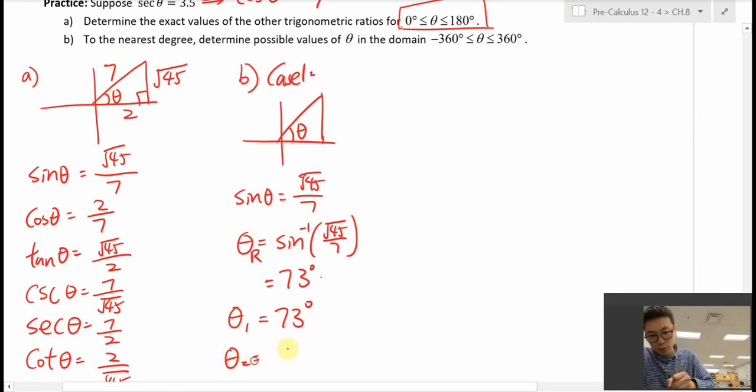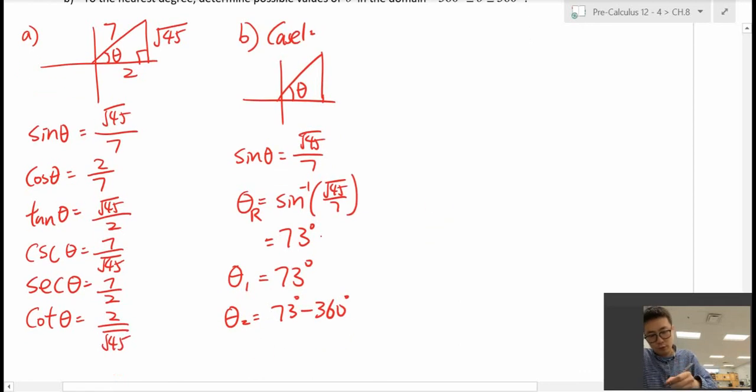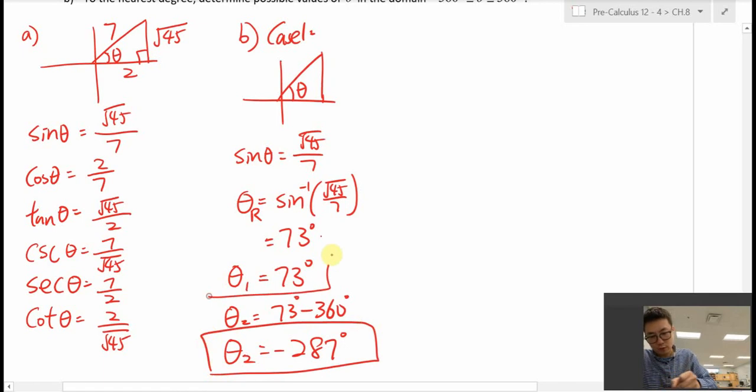Theta 2, we need to take 360 away from 73. This is going to be negative 287 degrees. Okay, so that's your theta 2, that's your second answer. Notice I didn't add 360, because if I add 360, it's going to be more than 360, and I stopped subtracting 360 here because otherwise it's going to be less than negative 360.